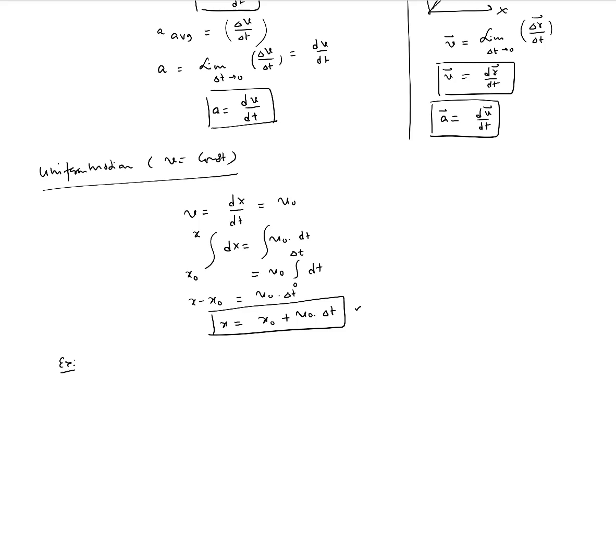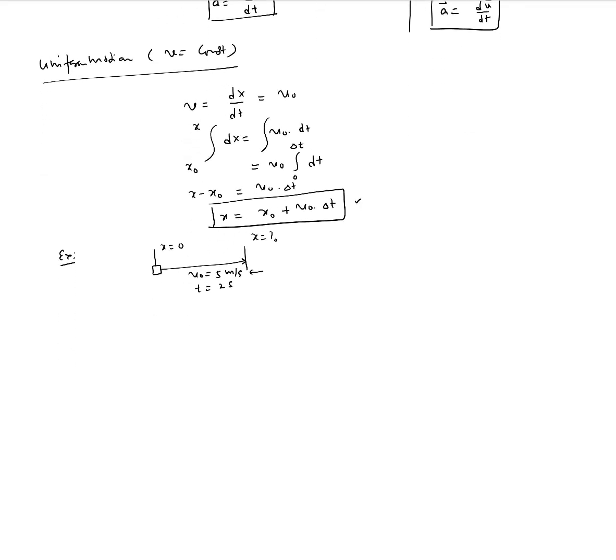Let's say there is a particle, and it's initially at x equal to 0, and it is moving with constant velocity v0 equal to 5 meters per second. The question is, what is its new position at time t equal to 2 seconds? All we have to do is, because this is given as constant velocity, we can find x. Let me write this formula again. x0 is 0 because the initial position is given as 0. v0 is given as 5. Delta t is given as 2. So x would be equal to 10 meters. That's its new position.